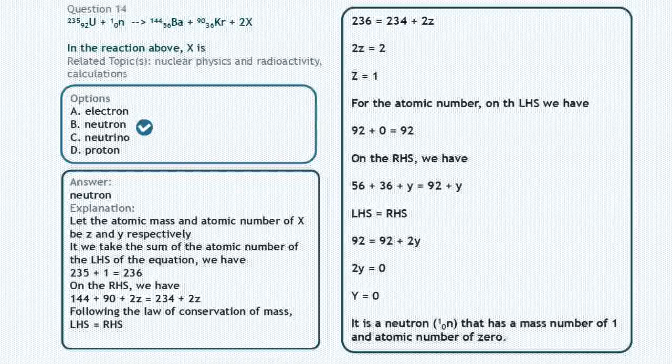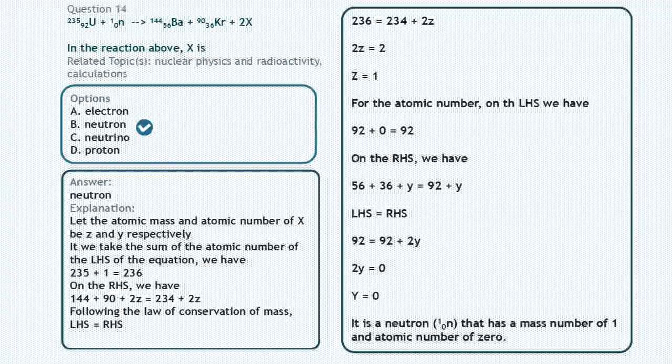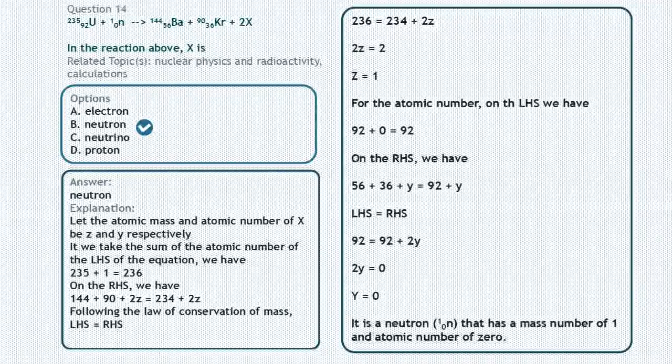Okay, so that means that this substance here, this x here, has an atomic mass of 1 and an atomic number of 0. And that is a neutron. That describes a neutron. The neutron has a mass number of 1, atomic number of 0.